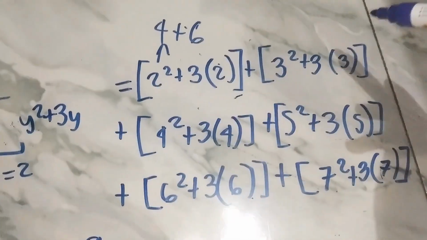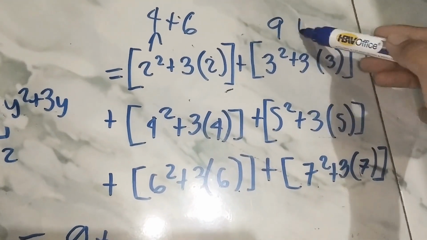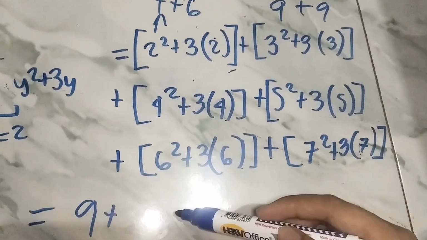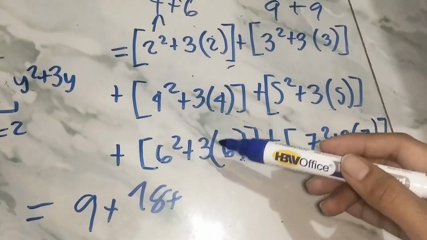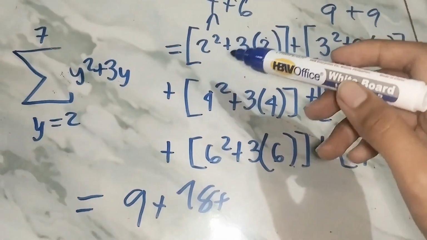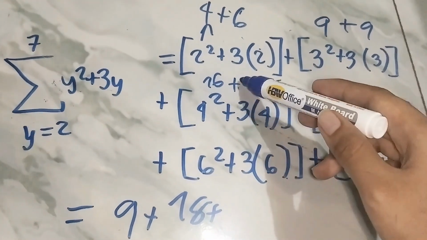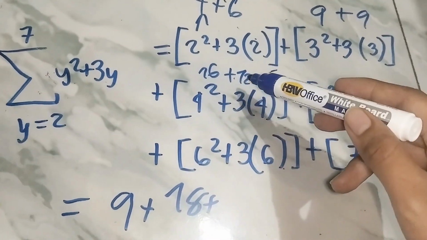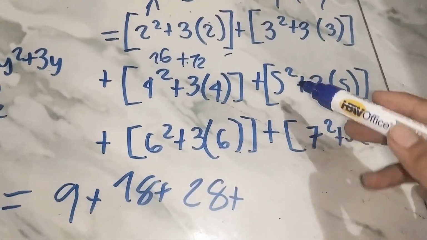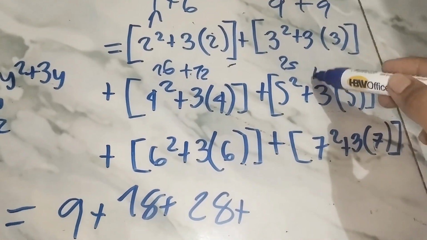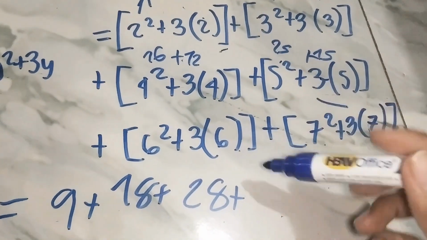And the same process on this side. 3 squared, we have 9, plus 3 times 3, 9. So we have 9 plus 9, 18. Next, the same procedure for 4 squared. We have here 16, and then plus 3 times 4 is 12. So 16 plus 12 we have 28. And then we have 5. 25 plus 3 times 5 we have 15. So we have here 25 plus 15, we have 40.